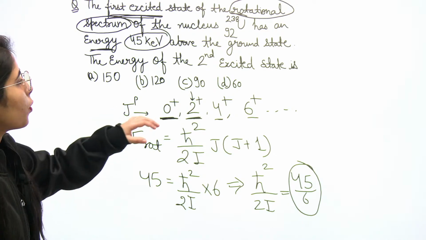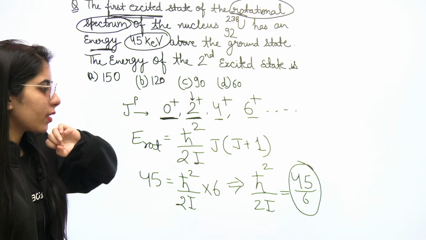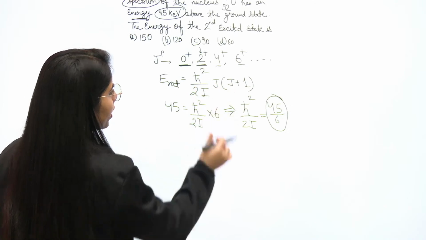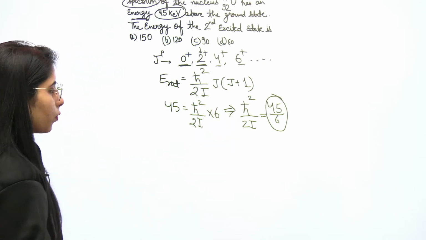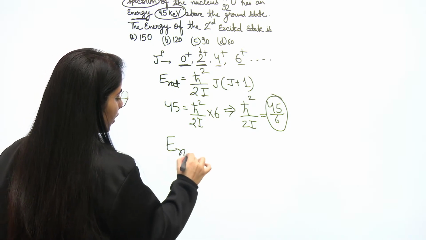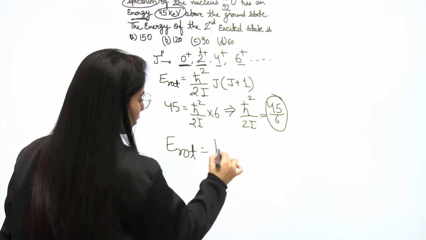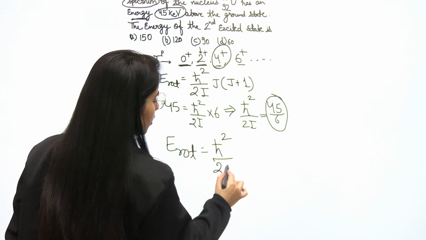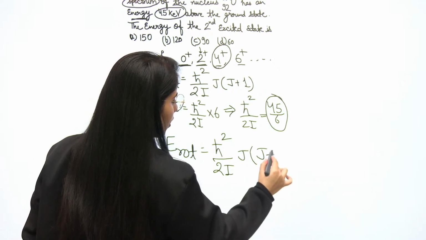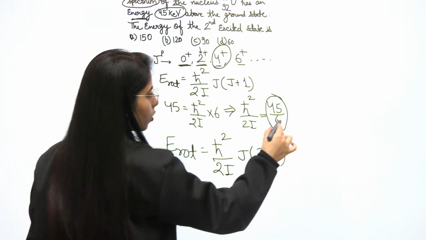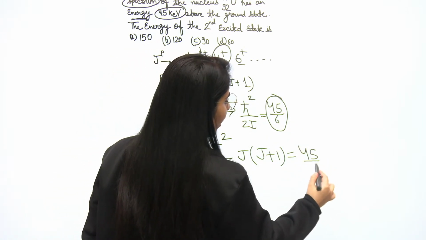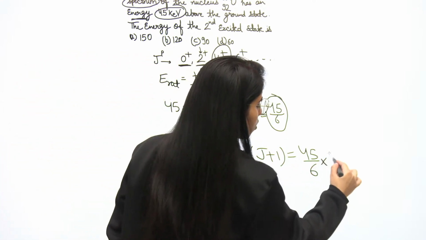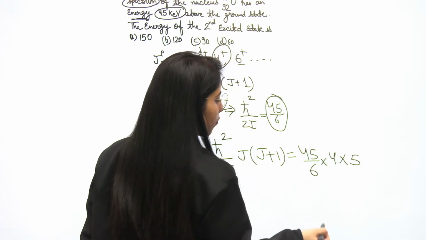If I read the question further, it is given to find the energy of the second excited state. Since you got the value of the constant, h cut square upon 2I, you will just put the same value there. E rotational for the second excited state means the J value is 4. So h cut square upon 2I, J into J plus 1. Just put h cut square upon 2I as 45 upon 6, and J for the second excited state is 4, so 4 into 5. Then you can simplify it further.